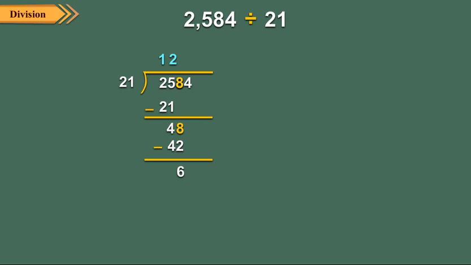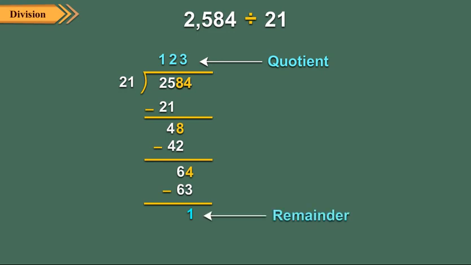Again, bring down the next digit, that is 4, to the right of the remainder 6. The number formed is 64. Now divide 64 by 21. Quotient is 3 and remainder is 1. So we get quotient is equal to 123 and remainder is equal to 1.